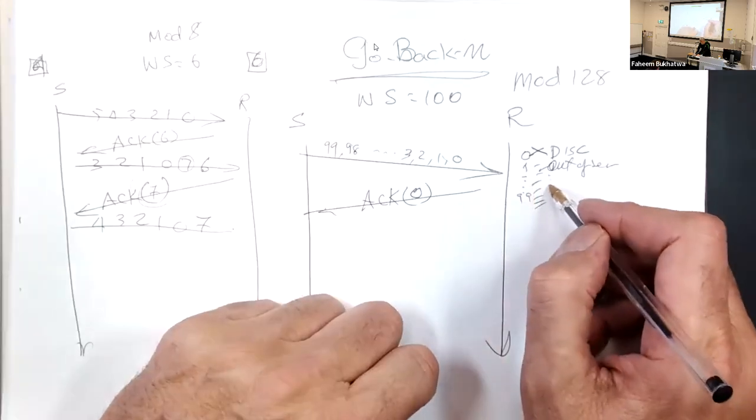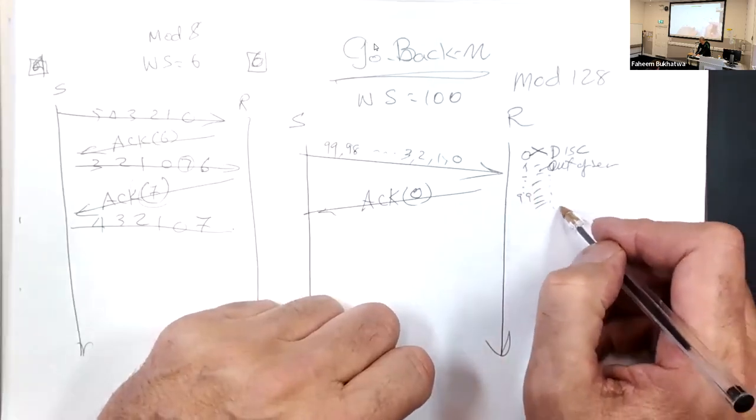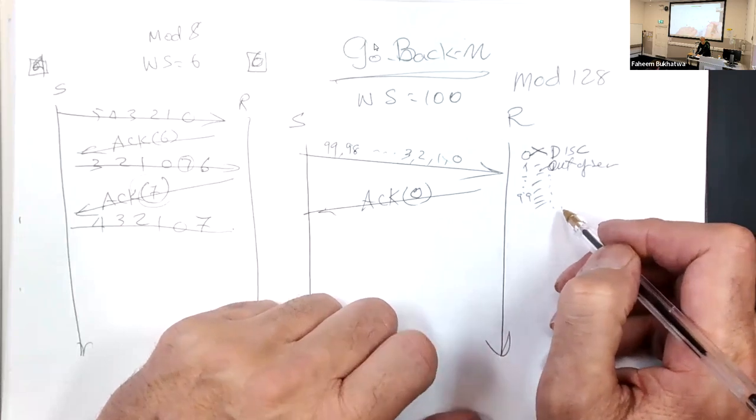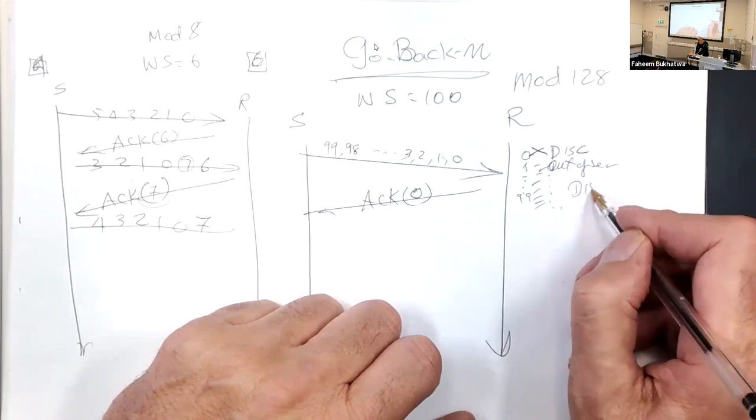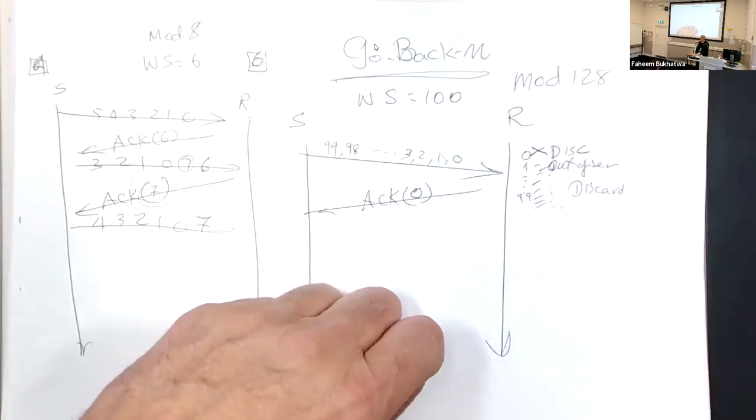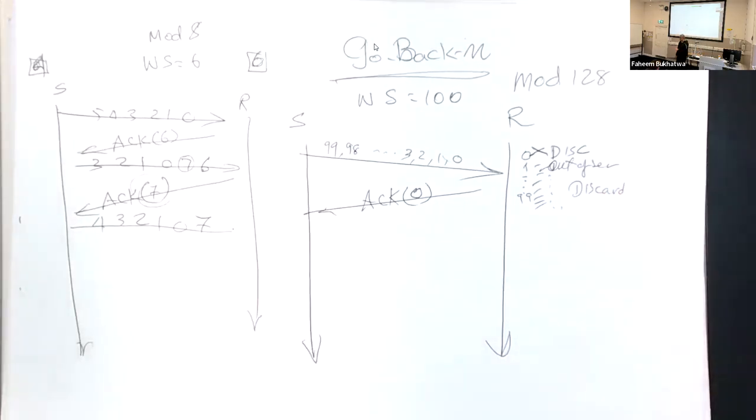So all these frames that are perfectly received, they've been transmitted. All other 99 frames are good frames, but what do we do with them? We discard them all. Why? Because they are not the correct sequence number we are waiting for. We're waiting on 0, we got 1. We're waiting on 0, we got 2. So we get rid of them all.